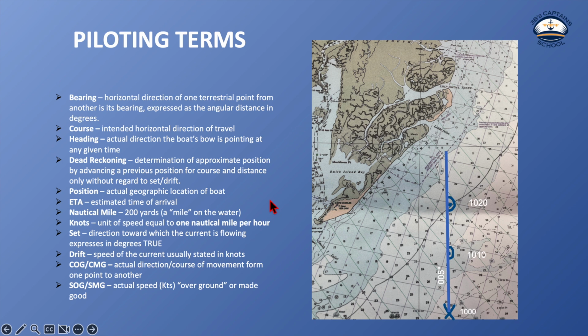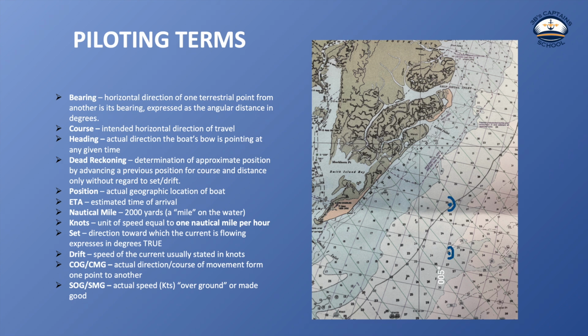Position is our actual geographic location of the boat. ETA is our estimated time of arrival. A nautical mile is 2,000 yards, it's a mile on the water. So it's nautical, it's a mile on the water. Knot is a unit of speed equal to 1 nautical mile per hour. So on land, we're all very used to saying miles per hour. We're talking about statute miles when we're on land.